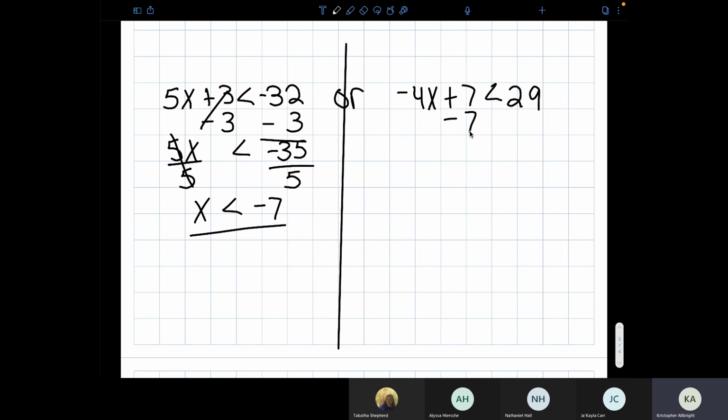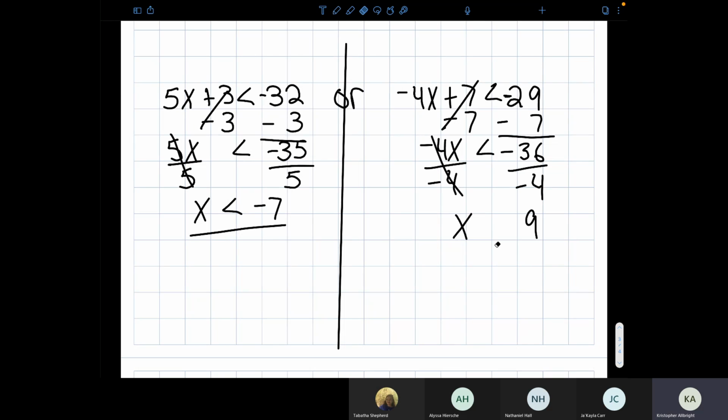So we subtract 7 across. This is supposed to be negative. I apologize. This is 29. So we subtract 7. This will cancel. We'll end up with negative 36 here. Negative 4x. So this is the situation where we need to flip the sign. So we're dividing by negative 4 to get x completely by itself. And I believe that 9 is what it's going to give us.